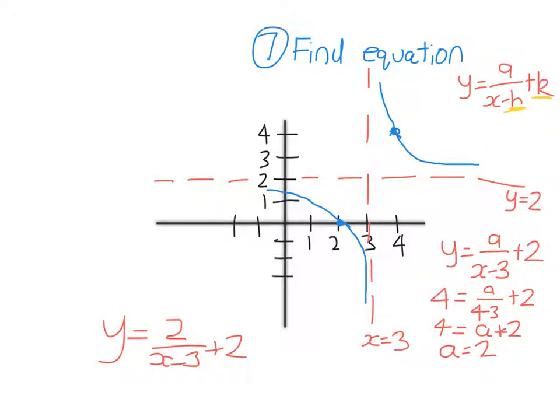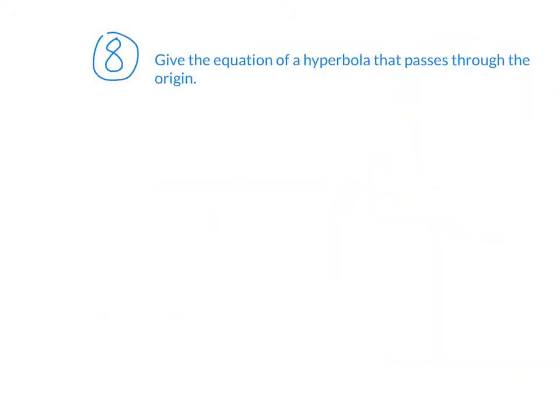All right, now we move on to question 8. So question 8 asks us to give the equation of a hyperbola that passes through the origin. So you would know by now some hyperbola go through the origin and some don't. So whatever the equation is, it must be of the form y equals a over x minus h plus k, because all hyperbola have that form.